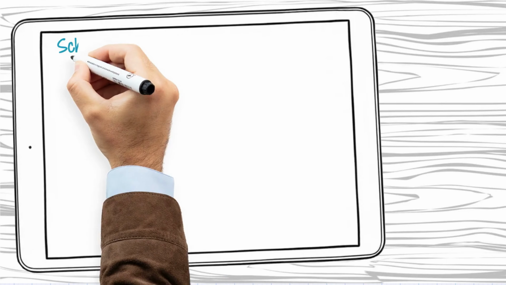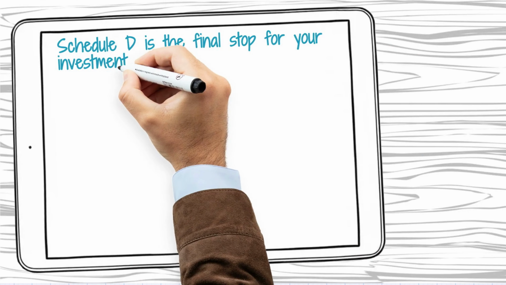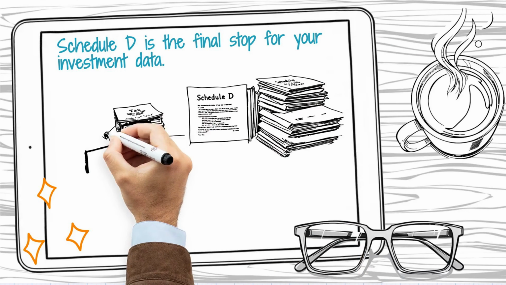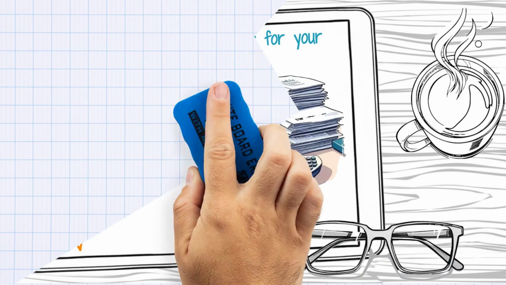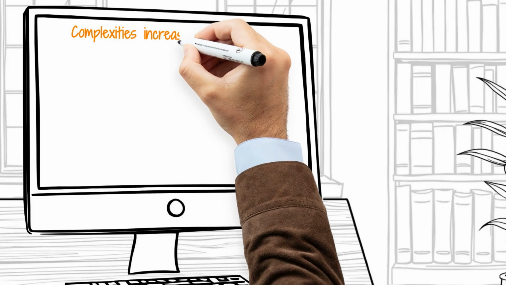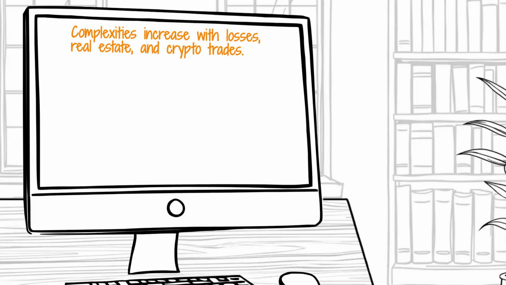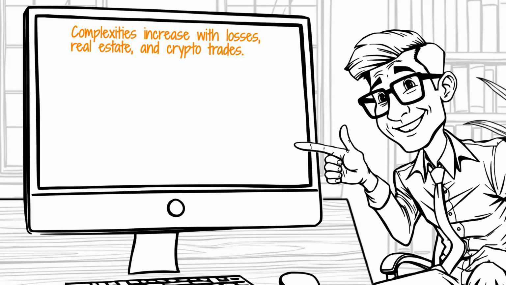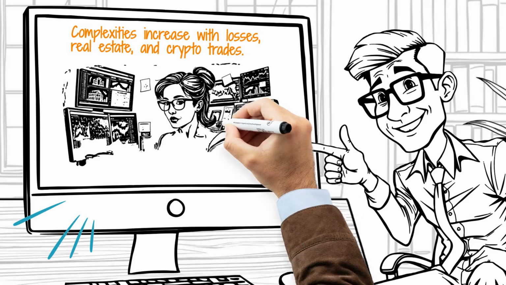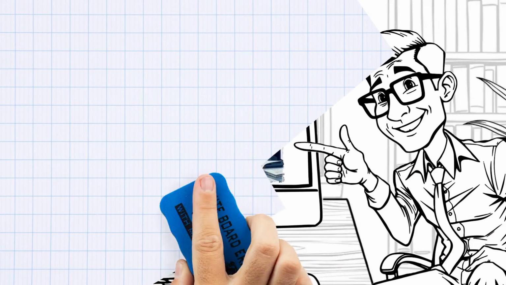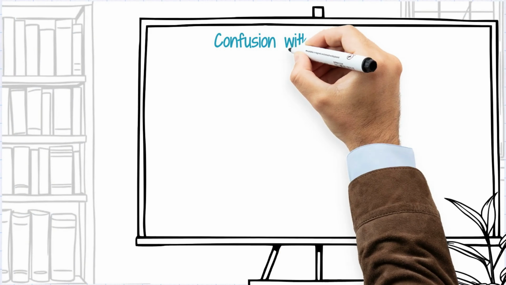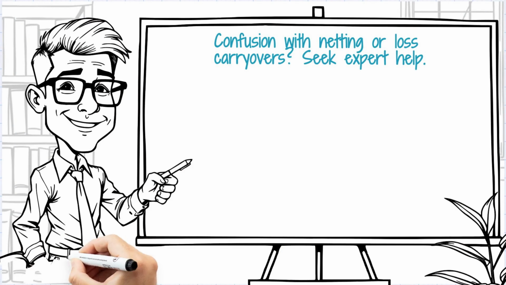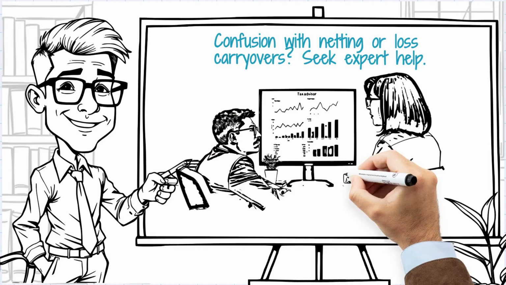Because Schedule D is the final destination for all your investment data, the stakes are incredibly high. One math error here can ripple back through your entire return. If you are dealing with capital loss carryovers from multiple years, if you sold real estate with complex depreciation, or if you have a high volume of crypto trades involving wash sales, the complexity can be overwhelming. If the netting process feels confusing, or if you aren't sure how to apply your previous year's losses to your current gains, we strongly urge you to contact a tax professional.